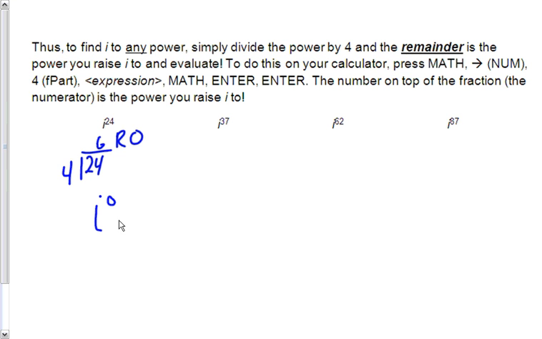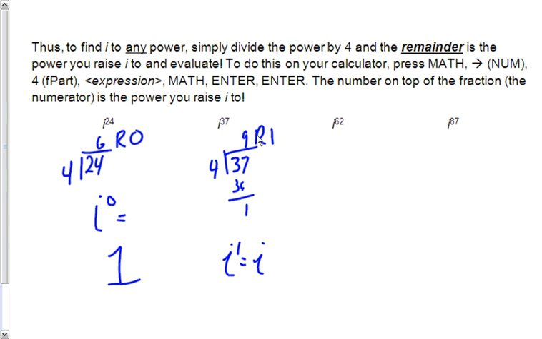And anything to the 0 power is 1. Right? That's all you got to do. 37, to find out what i to the 37 is, you divide by 4. That doesn't go in there evenly. 9 goes in there, that's 36. I'm left with 1, my remainder is 1. So I really have just i to the first, which we just said is just i.